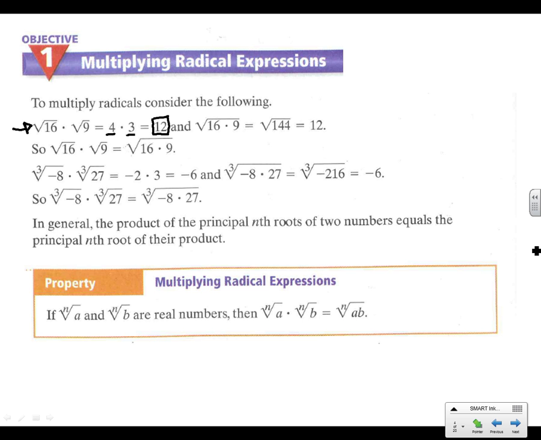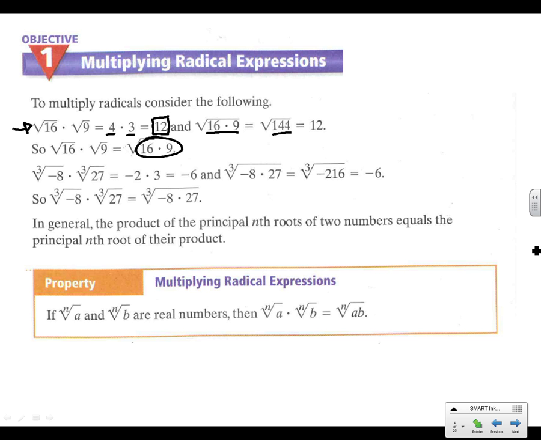So let's see how we do that. If we take the 16 and multiply it by the 9, we get 144. Is the square root of 144 12? Absolutely it is. So that's the rule. The rule is you can multiply the radicands, right? That's what we call the numbers underneath the square root. Multiply the radicands and then take the square root of the result, the product.